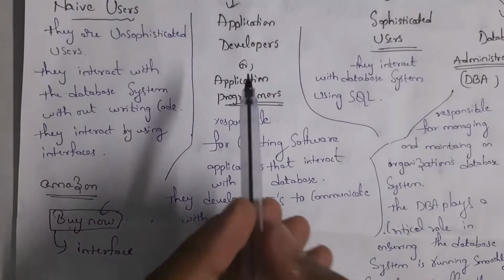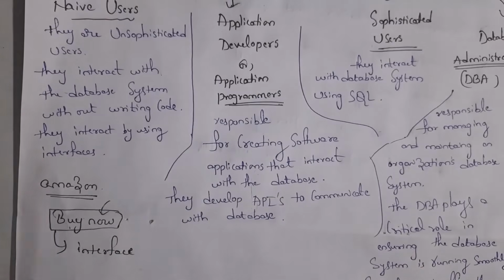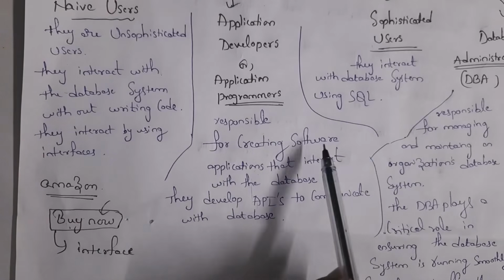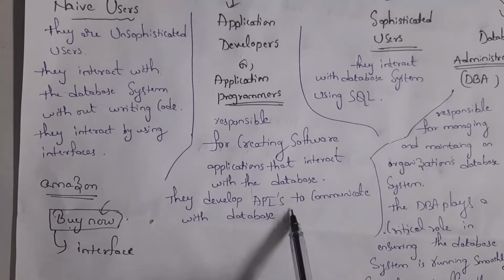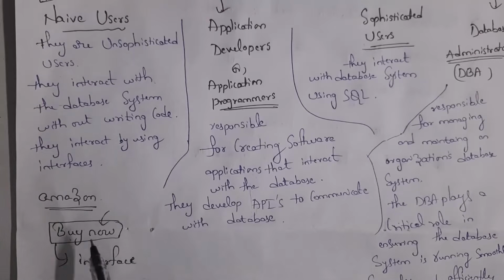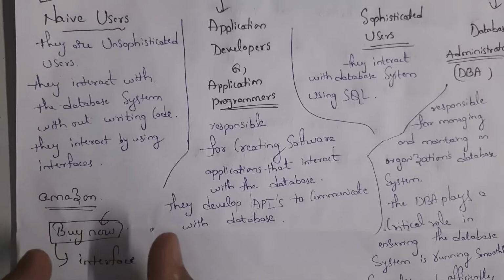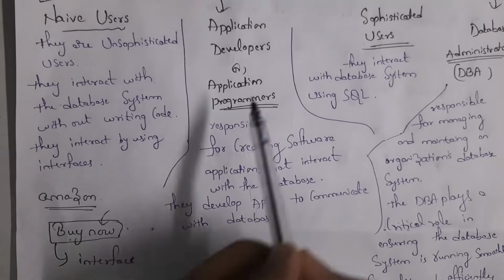Next users are application programmers. We also call application programmers application developers. These application programmers are responsible for creating software applications that interact with the database. These application programmers will develop application programming interfaces to communicate with the database. For example, if you consider the buy now button, this buy now button is an interface. This interface is created by application programmers.